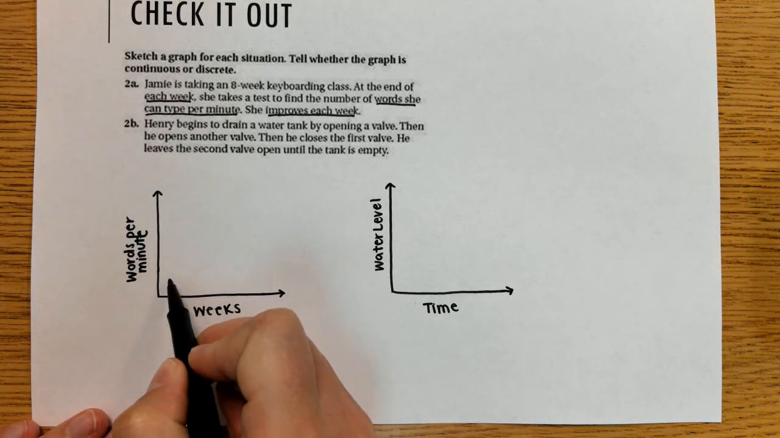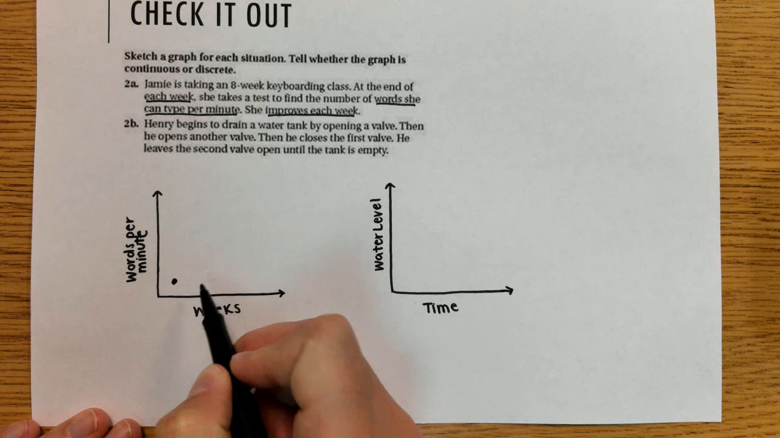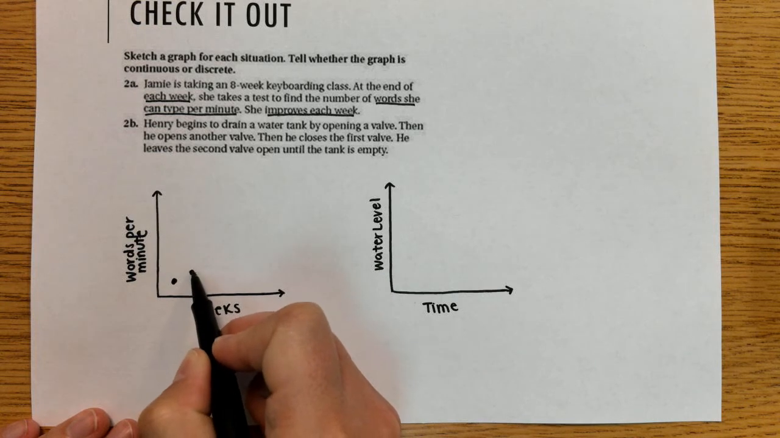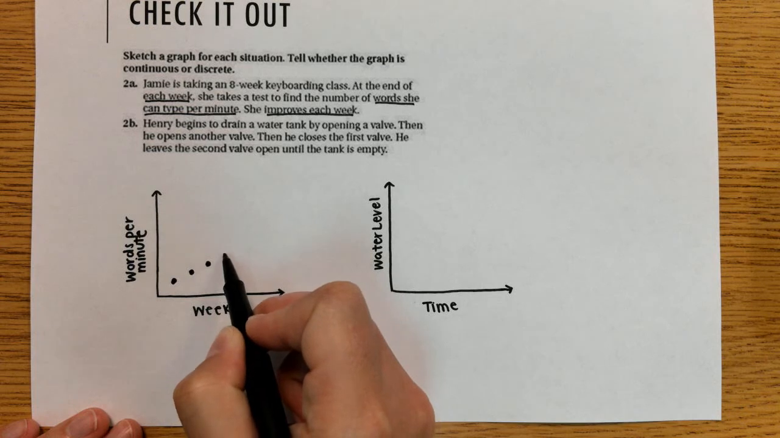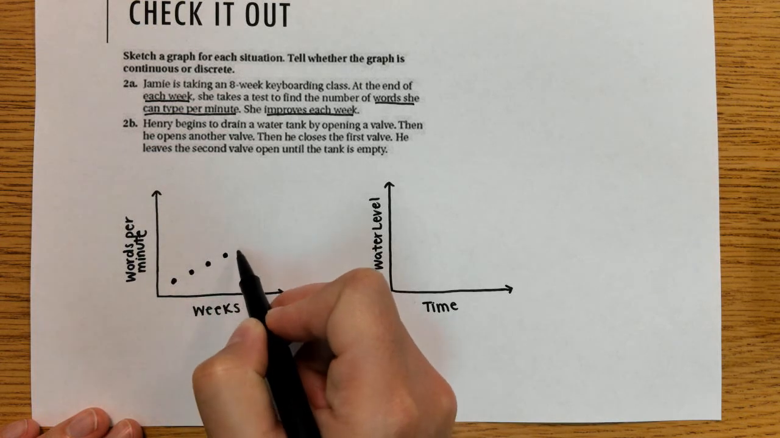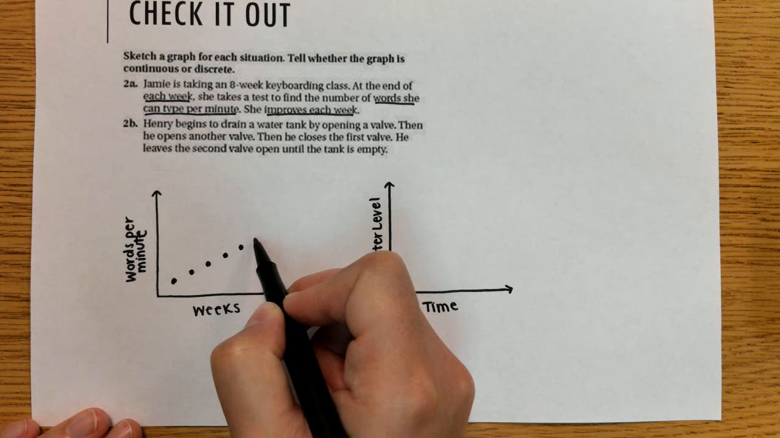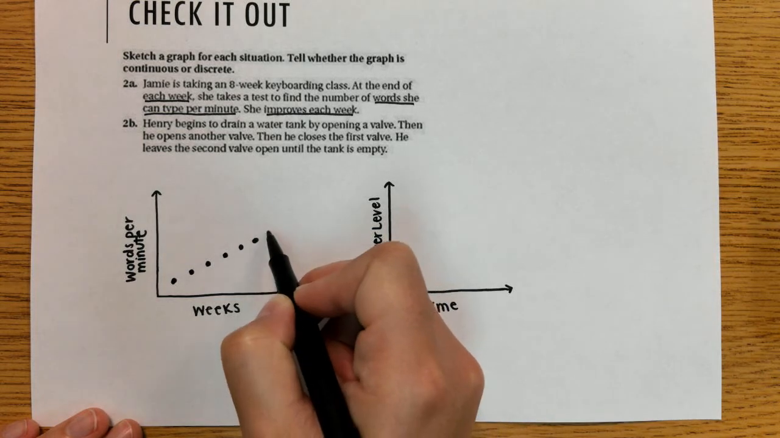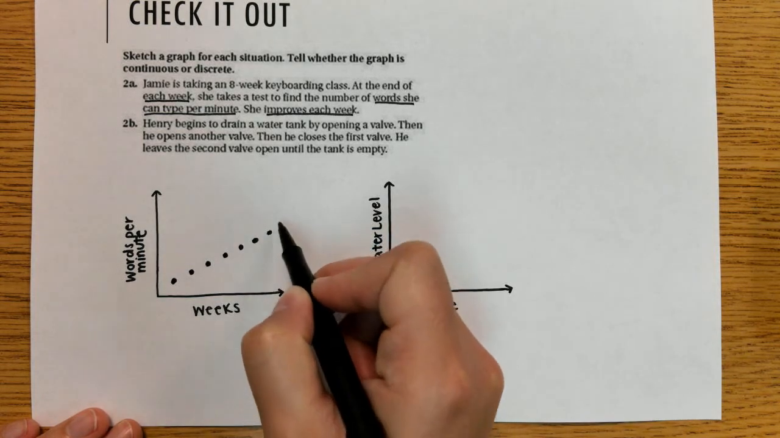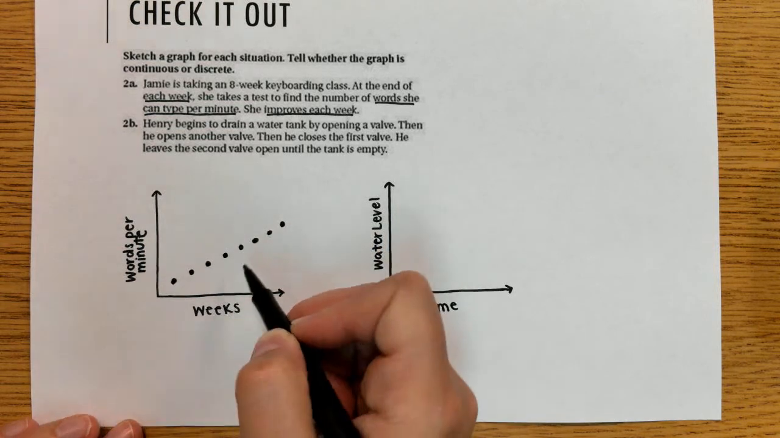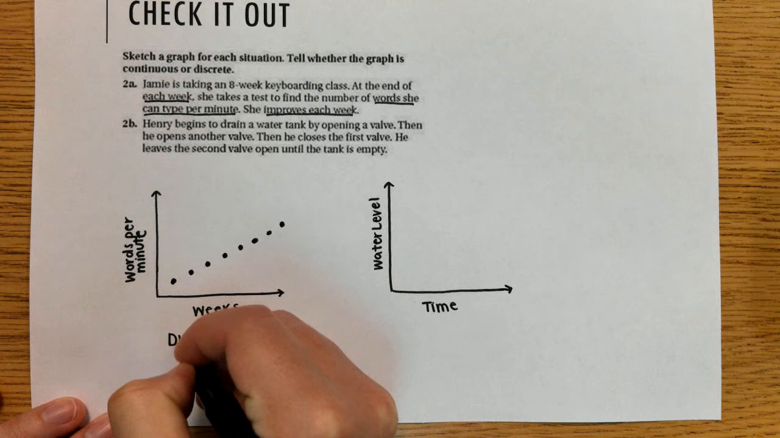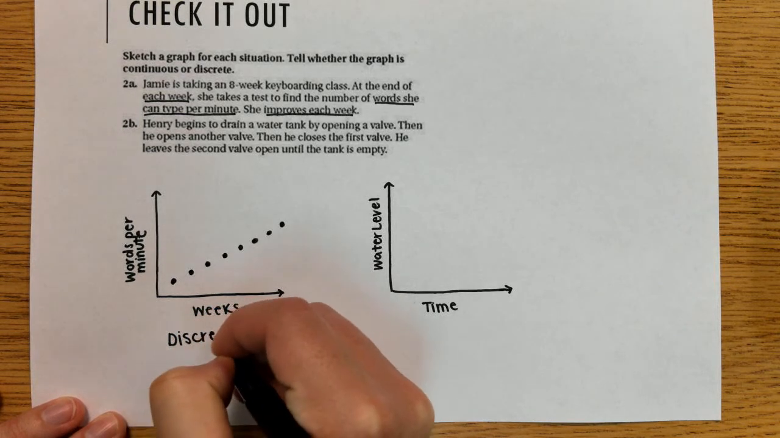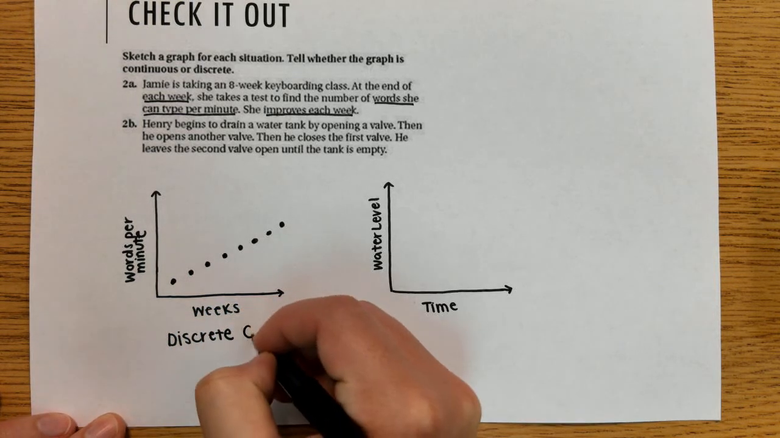So first week, she might be here. Second week, she's increasing. Third week, she continues to increase. Fourth week, continues to increase again. Fifth week, sixth week, seventh week, and then eighth week. Kind of ran out of room on my graph, but it will look something like that. Okay, this is going to be a discrete graph because we are only collecting data at the end of each week.